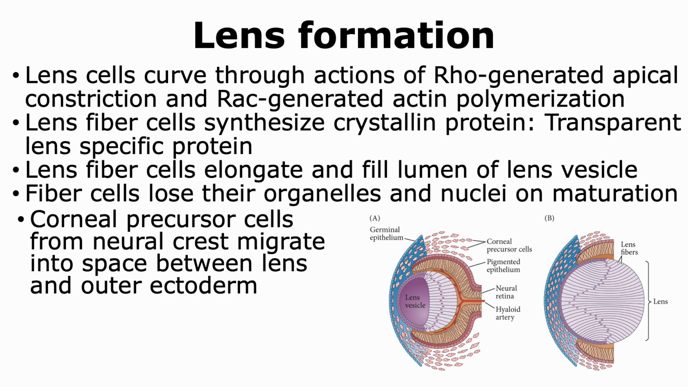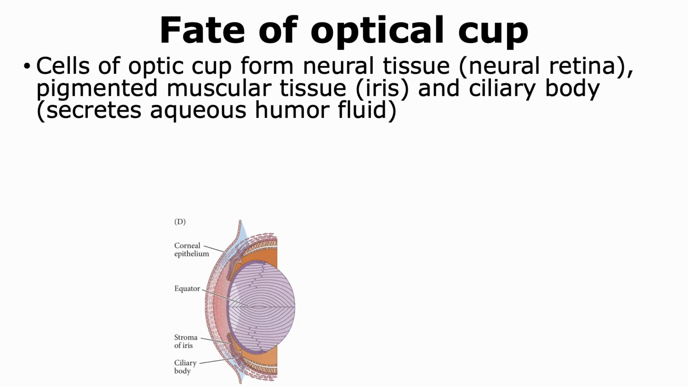During development, the lens also separates from the outer ectoderm that is covering it, and in the space that is generated between the lens and the outer ectoderm, we have corneal precursor cells that come. So corneal precursor cells from the neural crest will migrate into this space and differentiate to form the cornea. Now that we have looked at how the lens cells develop, let's look at what happens with the cells of the optic cup.